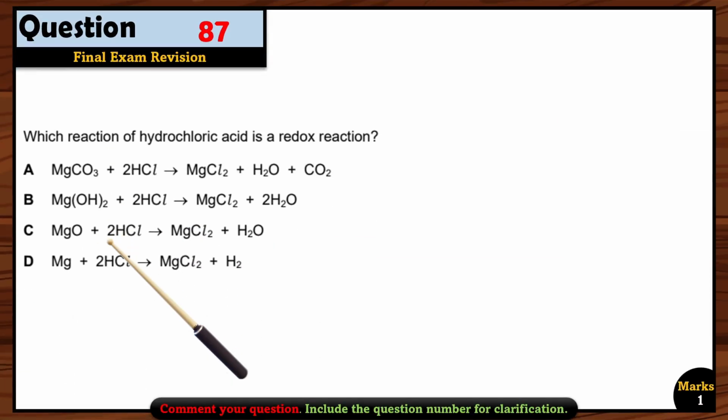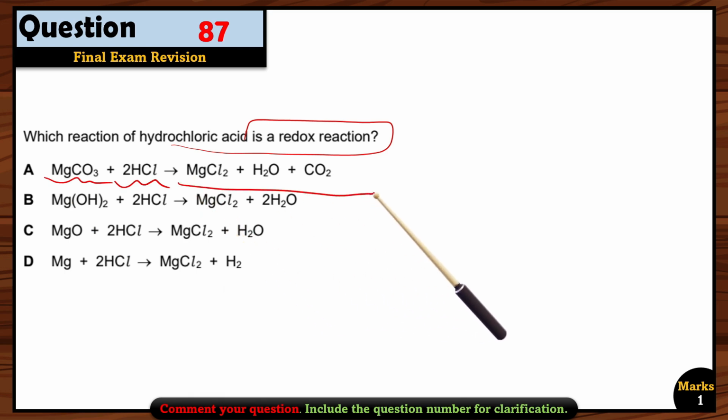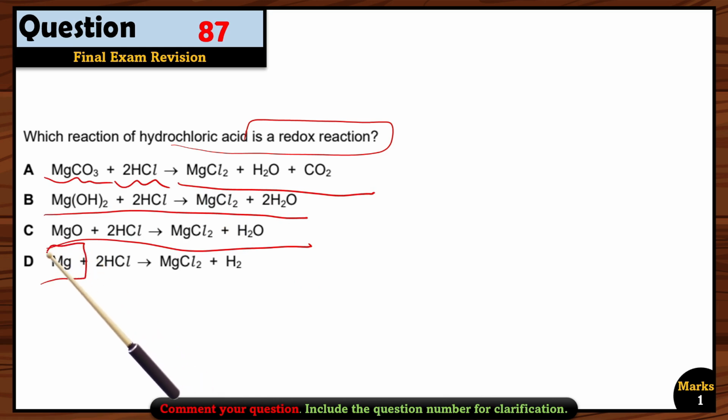Let's see another example. Which reaction of hydrochloric acid is a redox reaction? Again, you have to look for the element that is present in the reactant or in the product. If you can find any element, this is a compound, this is also a compound, and here the products are also compounds, right? But here you can find an element and then a compound. Here again an element, a compound.